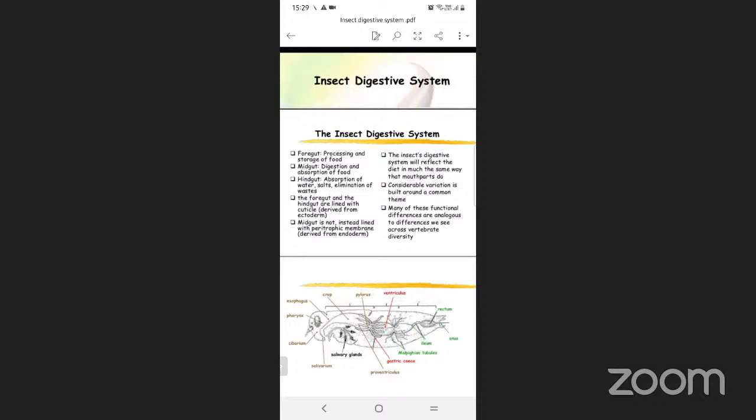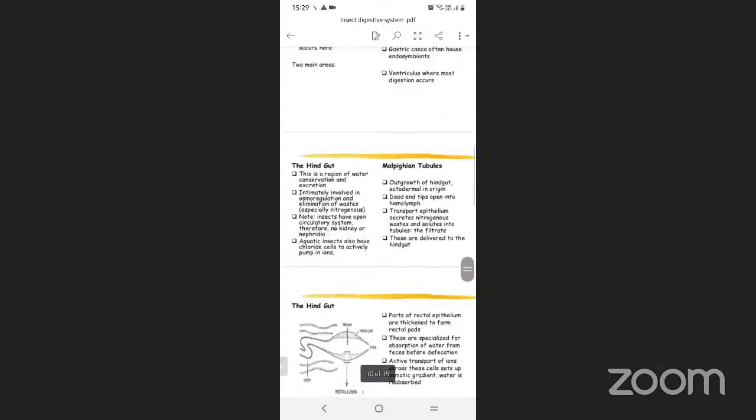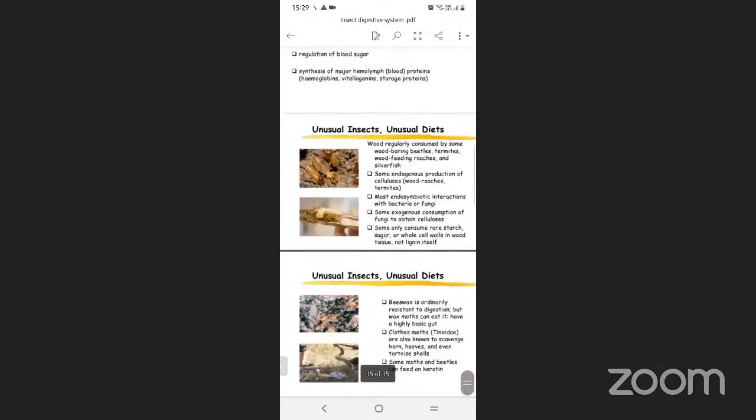Where is the respiration? Okay. Page number 92. Two-minute break I'm giving. 2 minutes. I'll keep that PDF, the respiratory system PDF. Okay, ma'am.